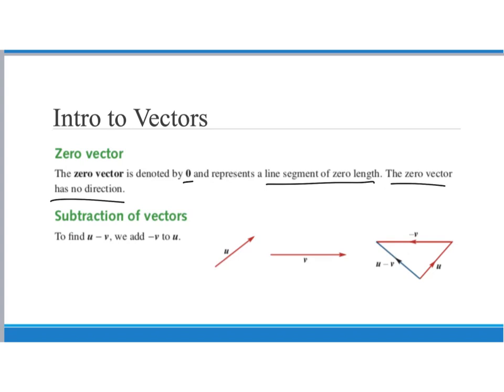Also, if we're talking about subtraction of vectors, to find u minus v, we add -v to u. So if we've got u here and v, u will go the same way as it has, but then the v will change direction. Instead of adding the v on like this, as it normally would, we attach it the other way, and then u minus v is this way. If we had it out this way, this would be u plus v. Okay, hopefully that makes sense.